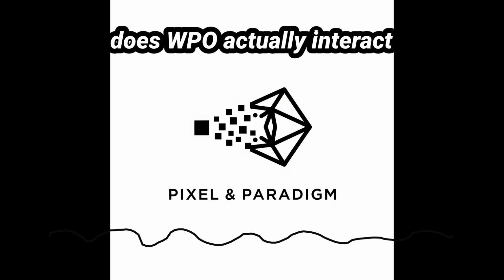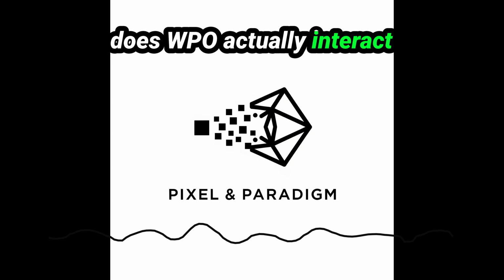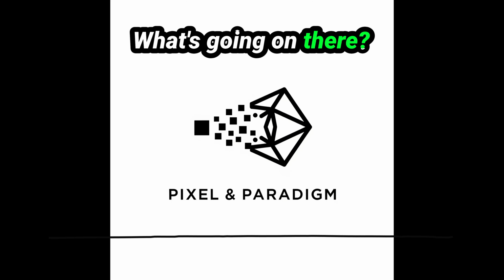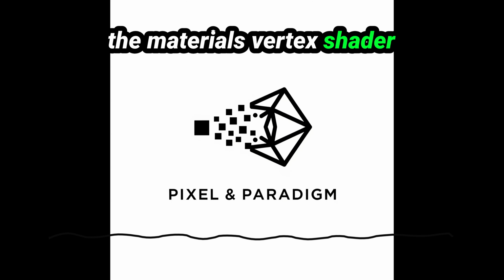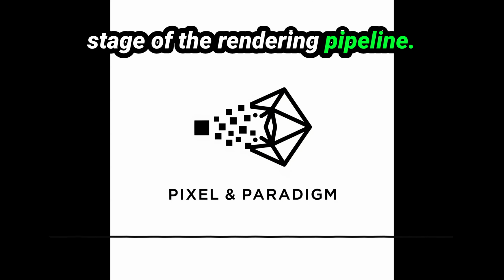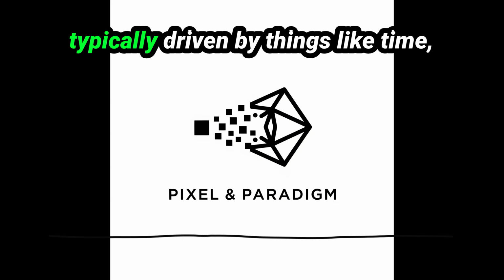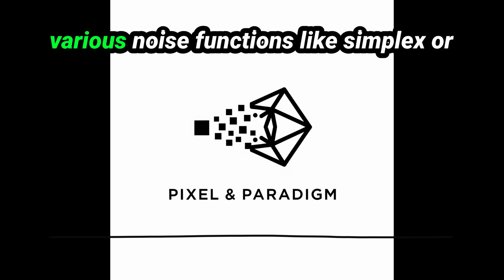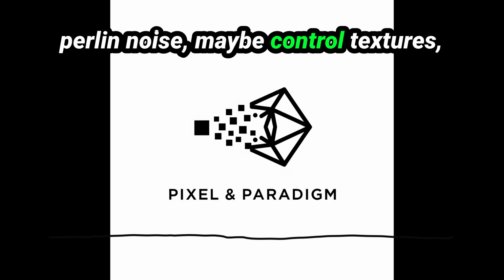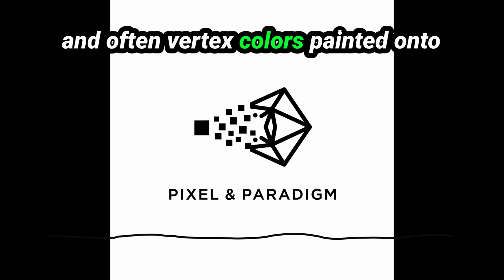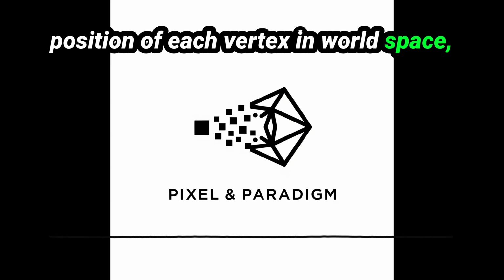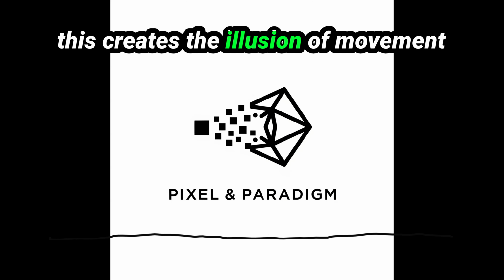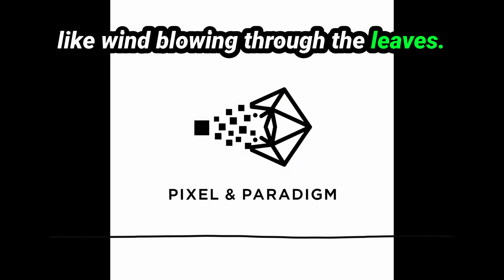Okay, so technically, how does WPO actually interact with the Nanite system? What's going on there? Right. WPO operates entirely within the material's vertex shader stage of the rendering pipeline. It applies mathematical calculations typically driven by things like time, various noise functions like simplex or Perlin noise, maybe control textures, and often vertex colors painted onto the mesh to displace the original position of each vertex in world space. This creates the illusion of movement, like wind blowing through the leaves.